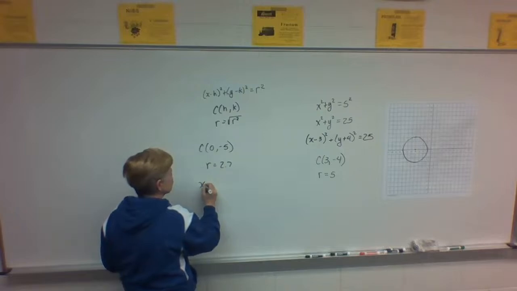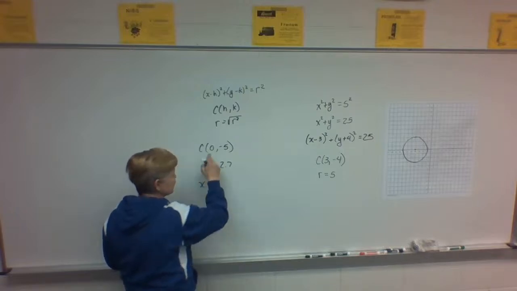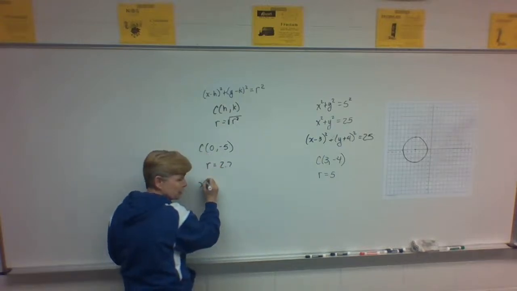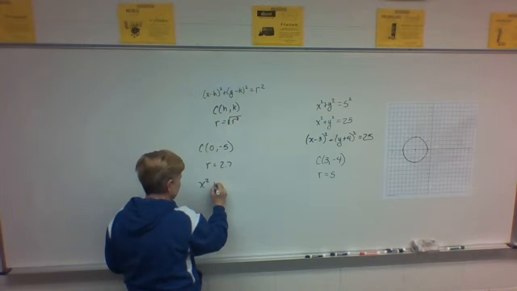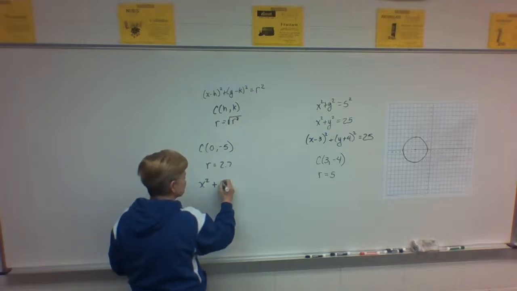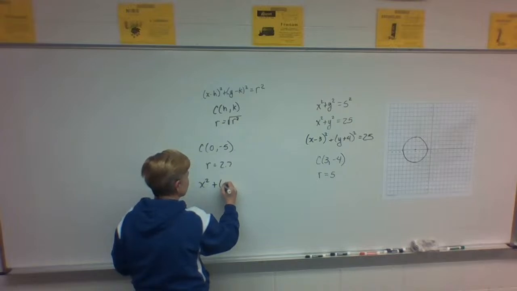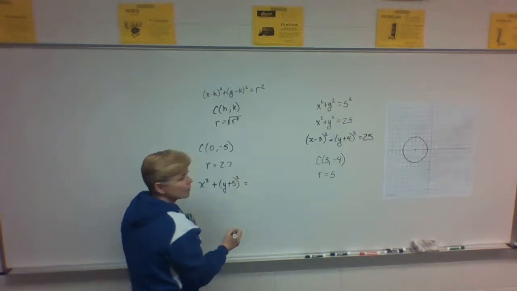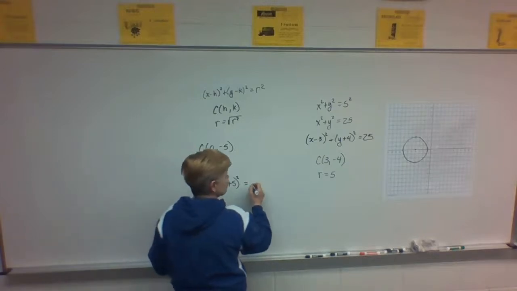Parentheses x. No. Plus. Here's why, because that is 0 this time. It's not x minus 0, it's just x, so it's just x squared. You see? Then plus, because that's the Pythagorean theorem, parenthesis y plus 5, squared equals, not yet, squared equals 7.9, approximately 7.9.